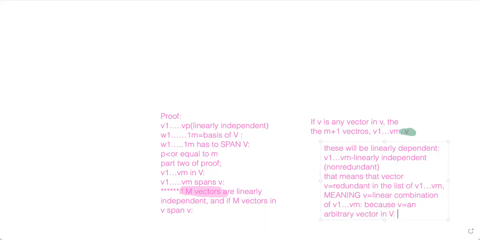If we know that v1 through vm is a linear combination that leads to this arbitrary vector, any arbitrary vector in v, we have proved that v1 through vm spans v. Now that was a lot, so I'm going to break it down for us again.